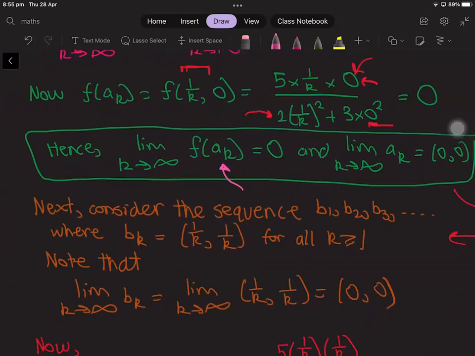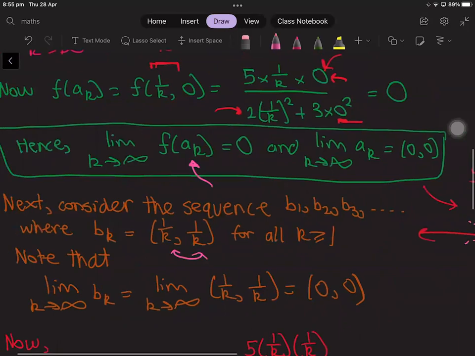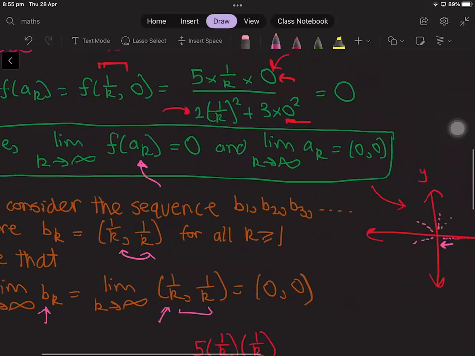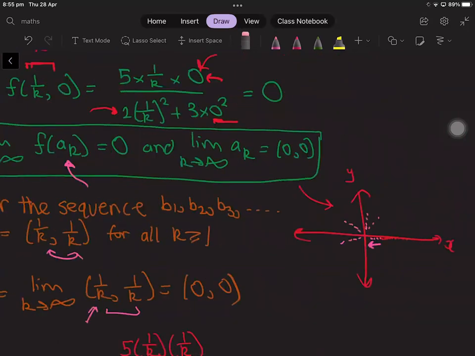So we now consider the sequence b1, b2, b3, and so on, where bk is equal to 1 over k and 1 over k. So the x and y coordinates are the same now, for k at least 1. And we see again, as k goes to infinity, we limit towards 0, 0, because 1 over k will go to 0. This is the same as approaching the origin from this 45-degree angle direction.